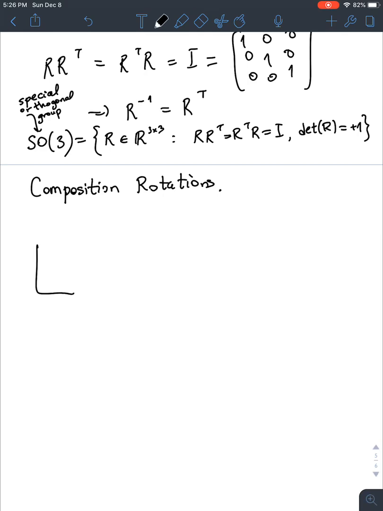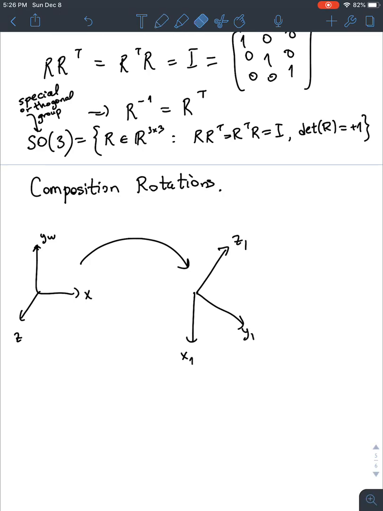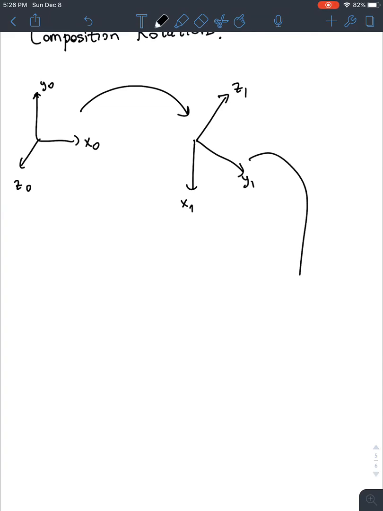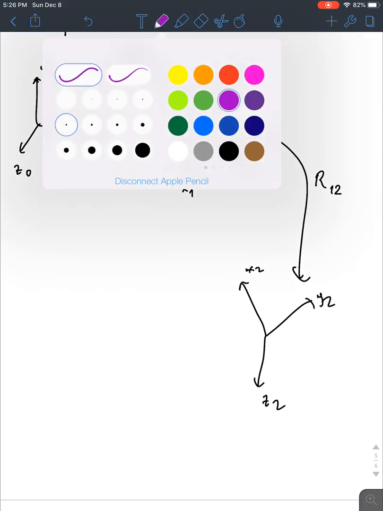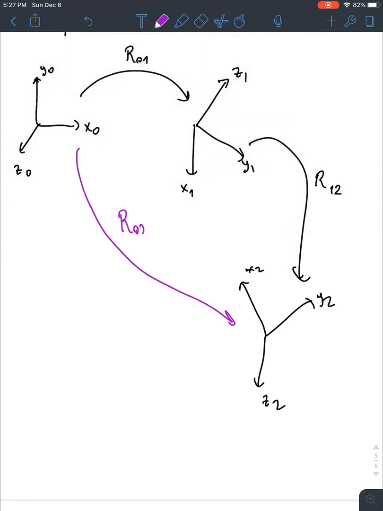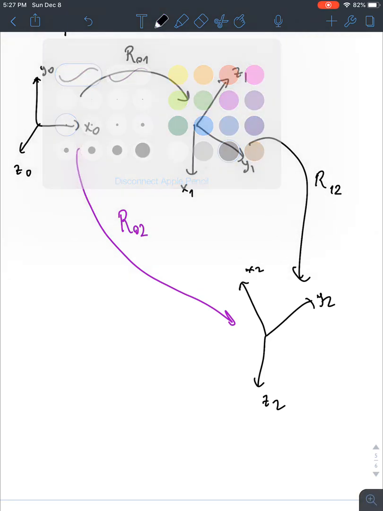So suppose you have a world coordinate system, and you have a rigid body that has rotated with respect to it and gave you x1, y1, z1. Actually, let's call the world coordinate system x0, y0, z0. And then you have another rigid body attached to this first rigid body that has rotated with respect to the first rigid body and gave you x2, y2, z2. In other words, you know the rotation matrix that goes from 0 to 1. You know the rotation matrix of the second rigid body with respect to the first. What you are looking for is the rotation matrix between the second rigid body and the zeroth, which could be the world, for example.